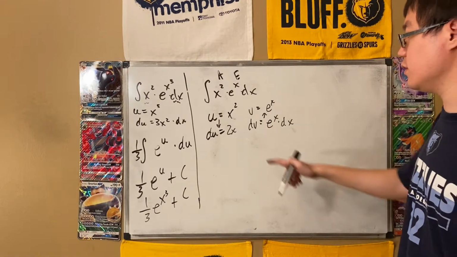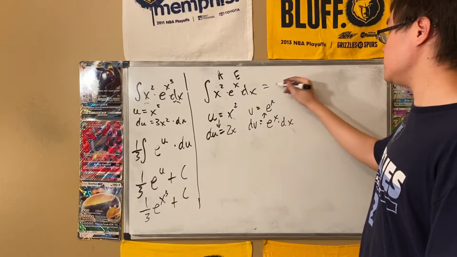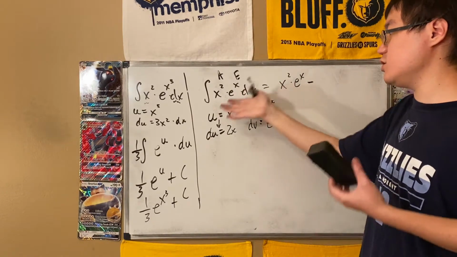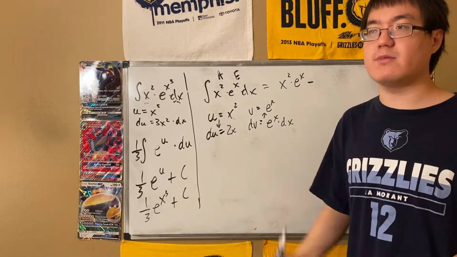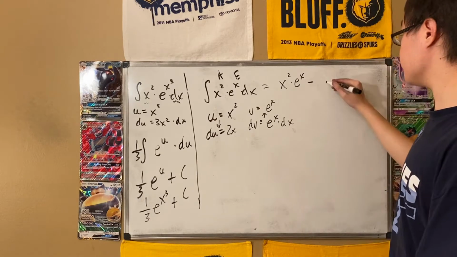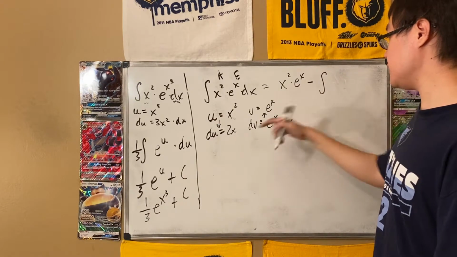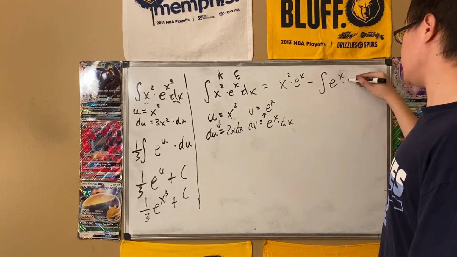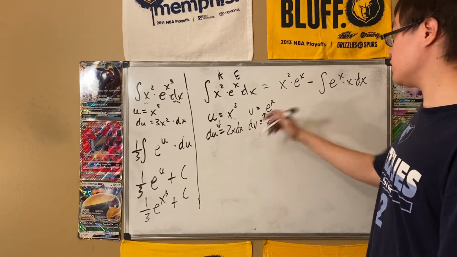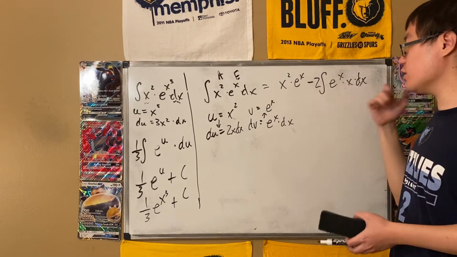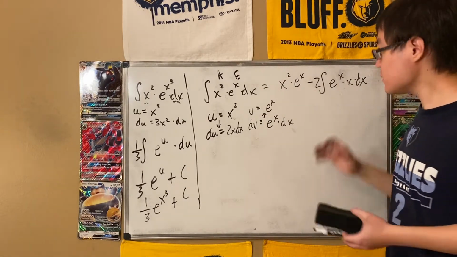And now we're doing the formula. It's u times v, so it's x squared times e to the x minus, in this case there's no other minuses, so it's just the true formula, u times v minus the integral of v du. So it would be e to the x times 2x. This should have a dx, of course. e to the x times dx. I do have a 2, so I like to take it out of my integral, and it looks like we have to do it again.